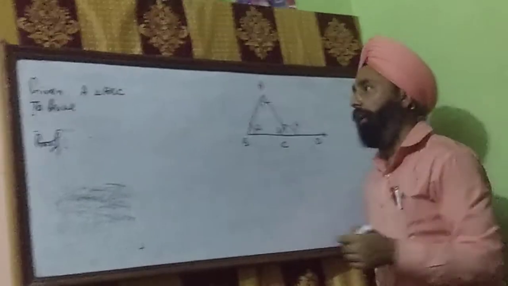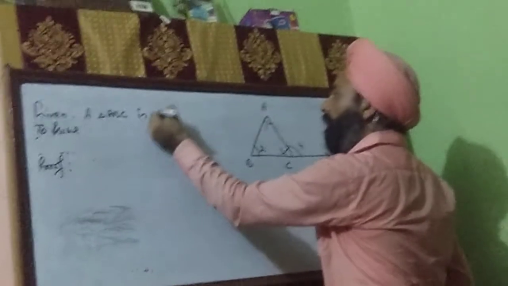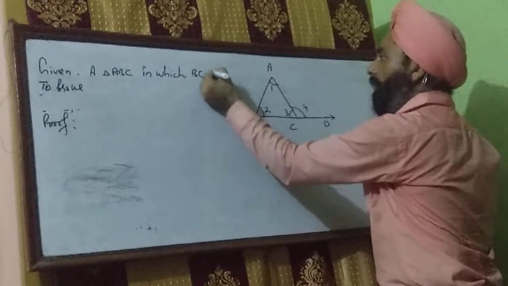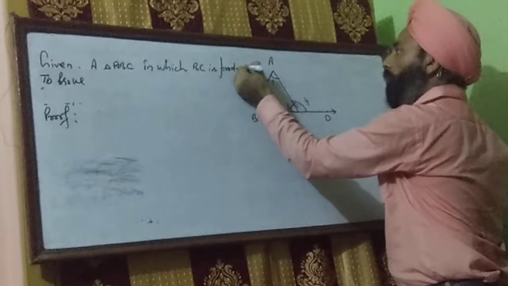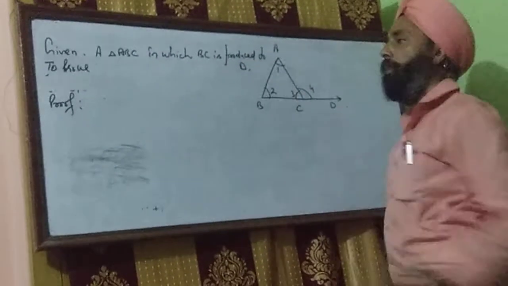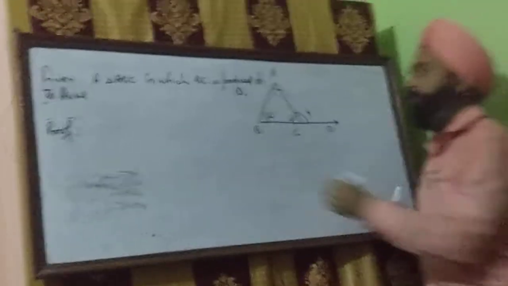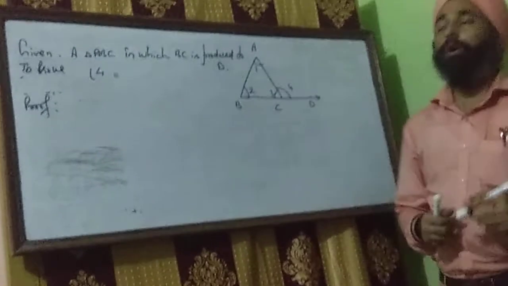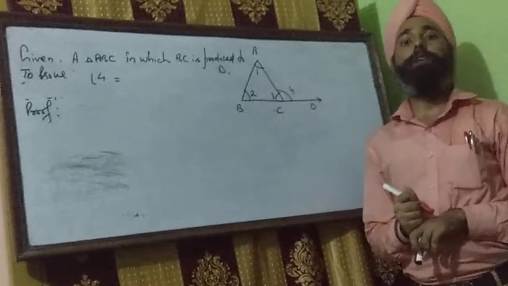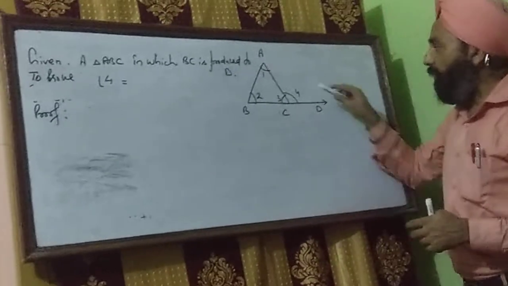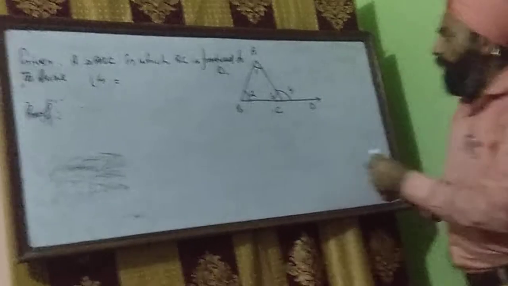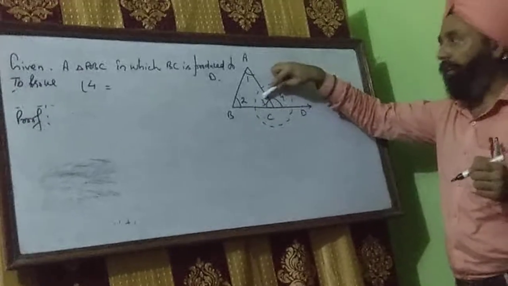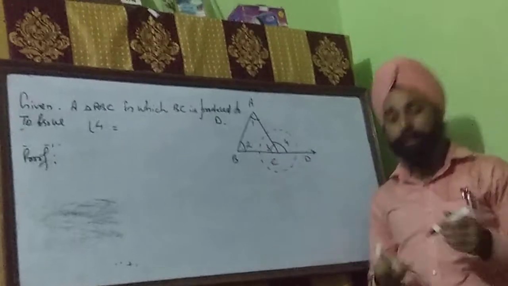We are given a triangle ABC in which this side BC is produced to point D. We need to prove this one is exterior angle, that is angle 4. The property is exterior angle of a triangle is always equal to the sum of two interior opposite angles. This one is exterior angle and angle 3 is forming a linear pair with the angle 4. So this one is not interior opposite angle. Rest of the two angles are interior opposite angles of the triangle.